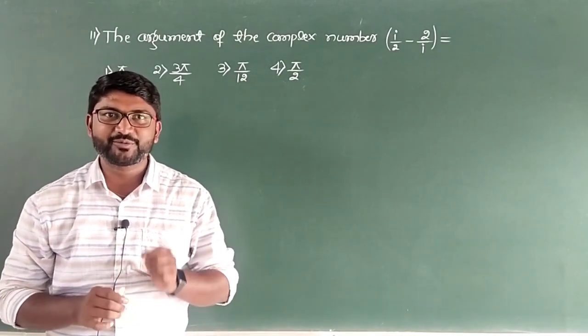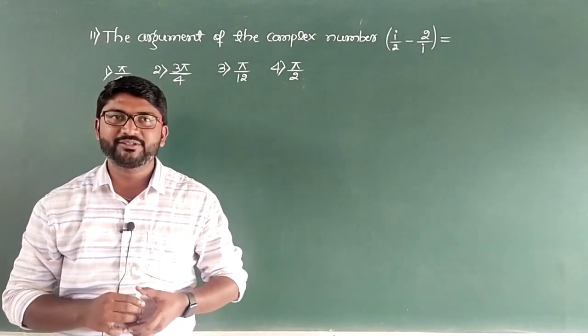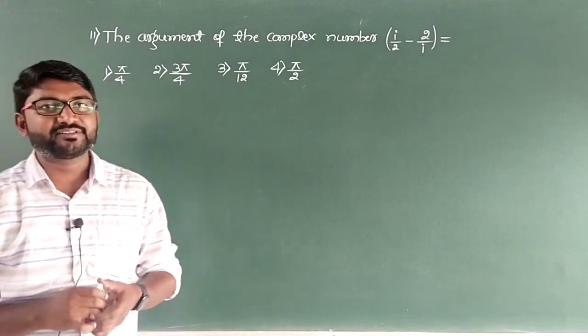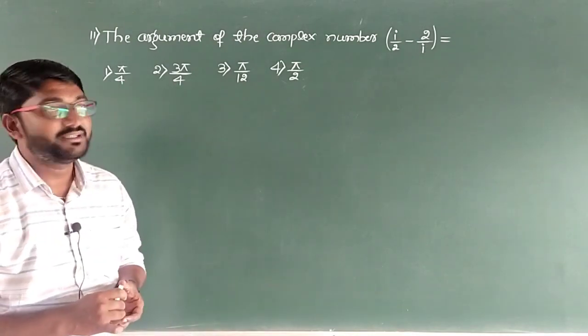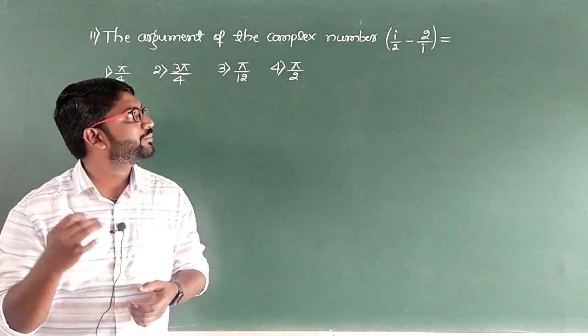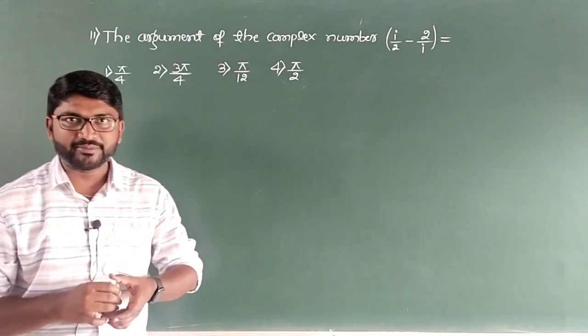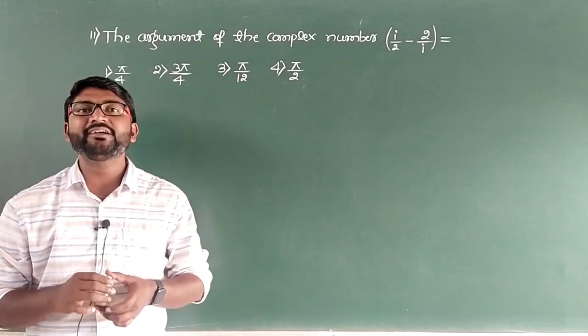So in the last class we started with complex numbers and solved a few objective questions on complex numbers. So in today's class let us continue with the next question. The argument of the complex number i by 2 minus 2 by i, and the four options are pi by 4, 3 pi by 4, pi by 12 and pi by 2.